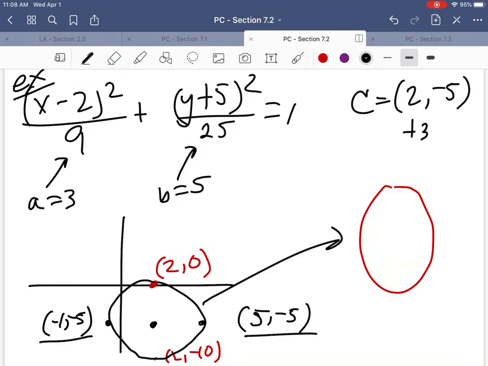So these two things, since that's the shorter direction, would be my co-vertices. And these two red ones up here would be my vertices. They're going to ask you for the length of the major axis and the length of the minor axis. The major axis is this distance right here. Remember, we had to go 5 up and 5 down, so that would be 10 units. And the minor axis is this way. We had to go 3 right and 3 left, so that distance would be 6.